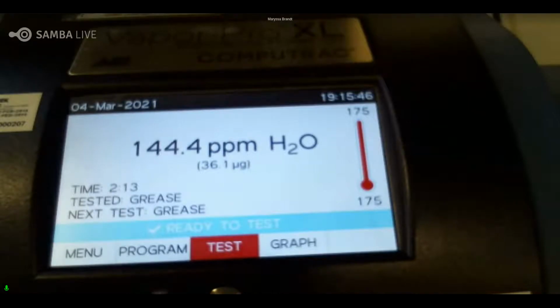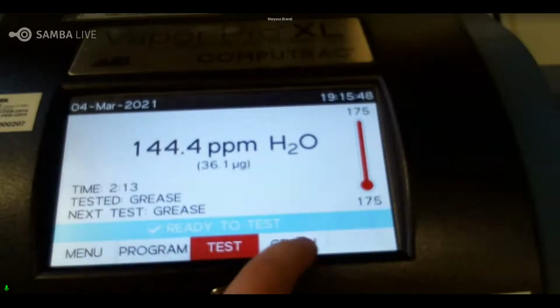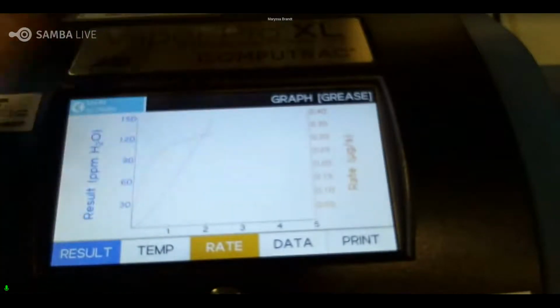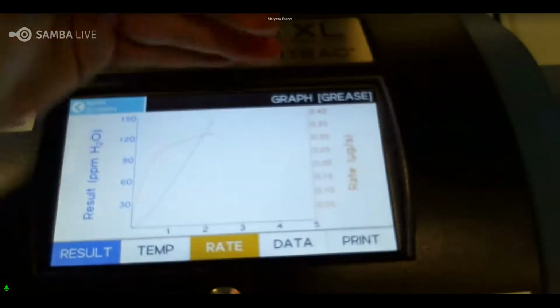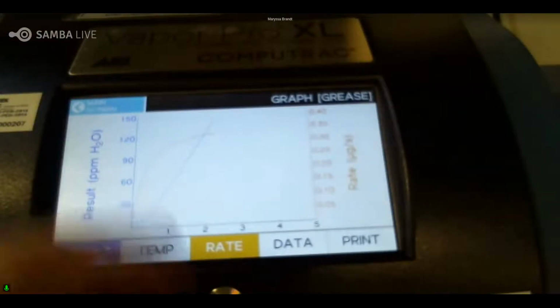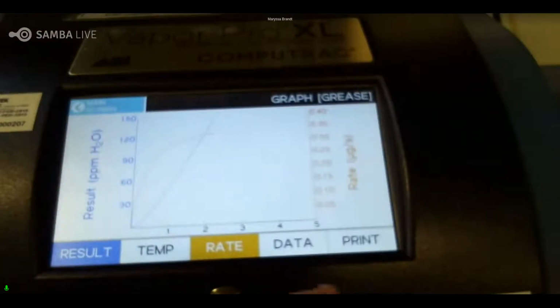When we go to this graph of rate, we don't want to see it fluctuate. We don't want to see it go up and down. We want it to be nice and constant. It's typically going to be a bell curve or something like this. We don't want to see it go up and down and have a lot of noise.